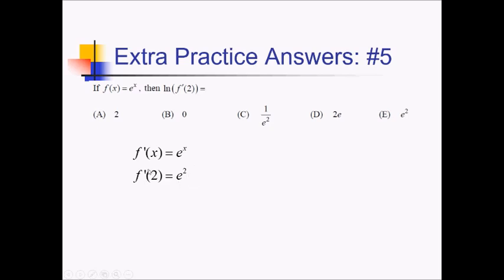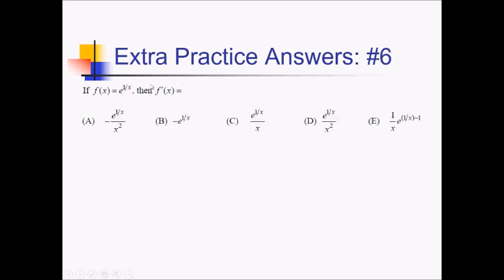But now we have to plug f prime of 2 into the ln function. So we're really doing ln of e to the 2. And we know that ln and e cancel out. ln is just the thing I have to raise e to get whatever's inside here. Well, what do I have to raise e to get e squared? I have to raise it to a 2. So this is just going to end up being 2 when all is said and done, choice A.